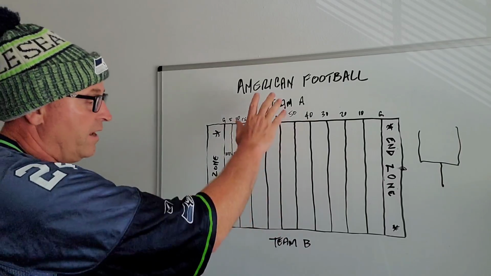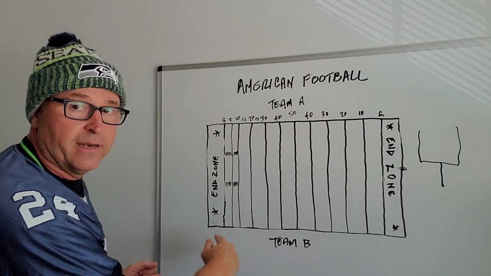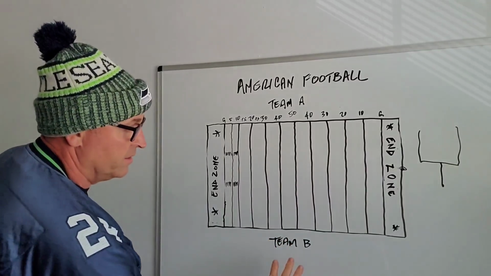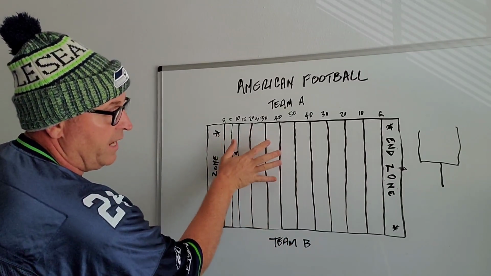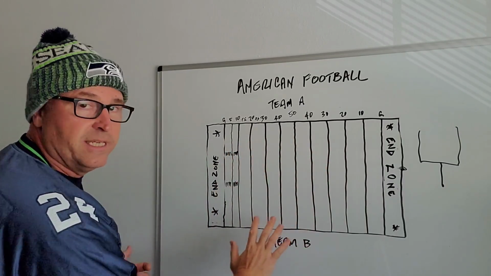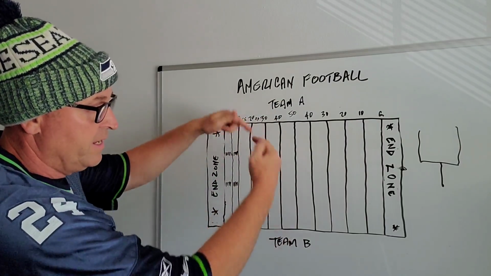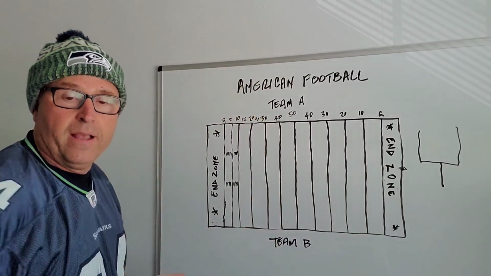And then on the sidelines, one team's on this side and one team's on this side. Okay? And the offensive team will go in and play, and then when they get stopped or they score a touchdown, then you'll have the defense come in and play to try to stop the other team. Okay? And they'll come in from their respective sidelines, right?